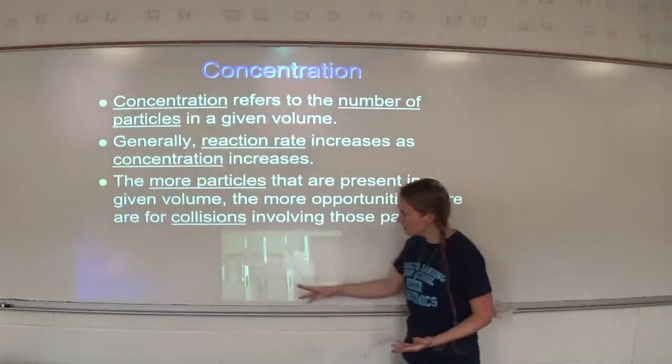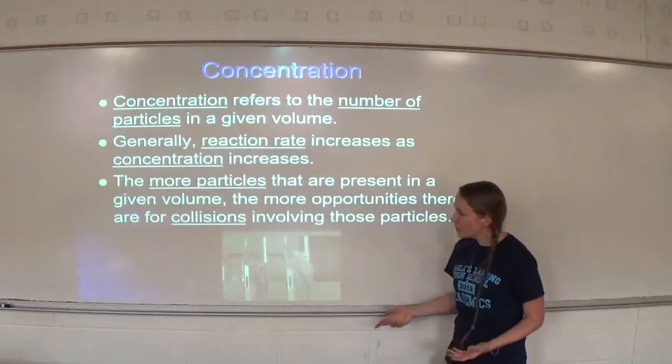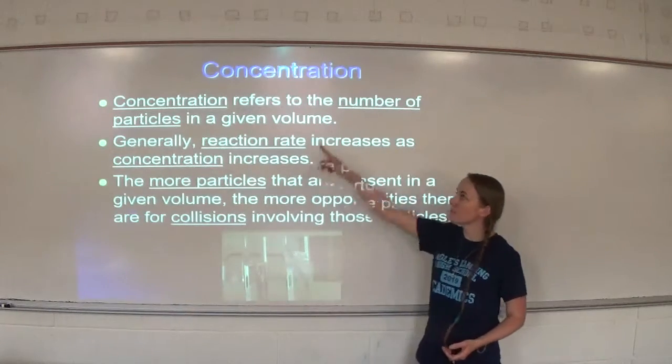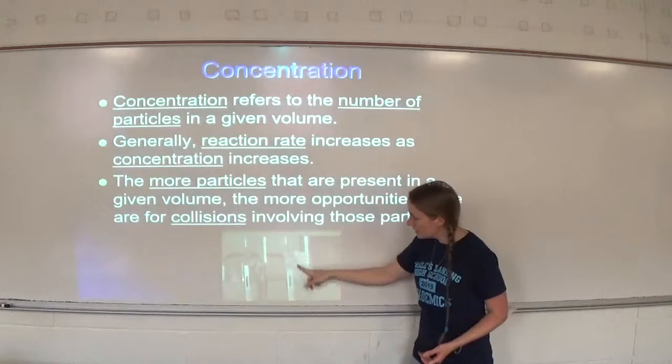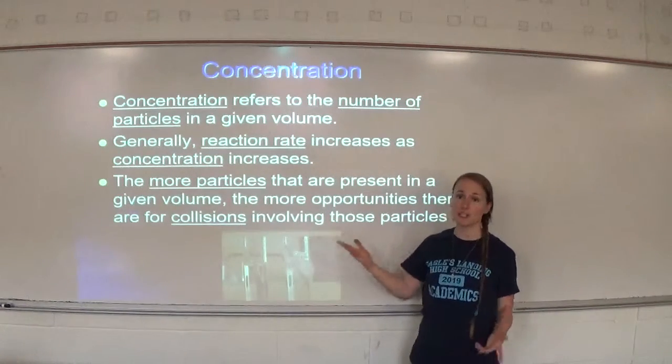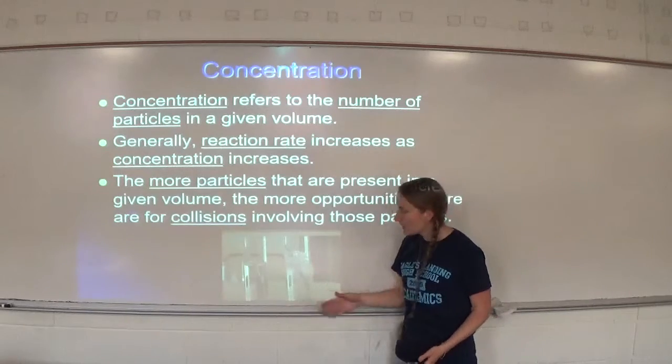So for example, these pictures down here, I know it's kind of hard to see. We have a metal and an acid. This is a very dilute acid of low concentration. Here is a metal strip in acid of higher concentration. You can see the bubbling that's occurring. So this reaction is happening faster.